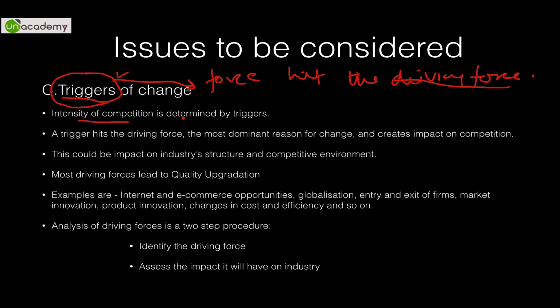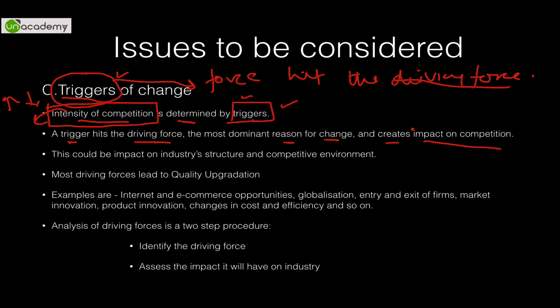The intensity of competition is determined by triggers. How hard can you hit or how fast can you hit? This determines the intensity of competition. How much is the competition? Is it excessive or is it less? This is known as the intensity. It is determined by triggers. So a trigger hits the driving force, the most dominant reason for change, and creates impact on competition.